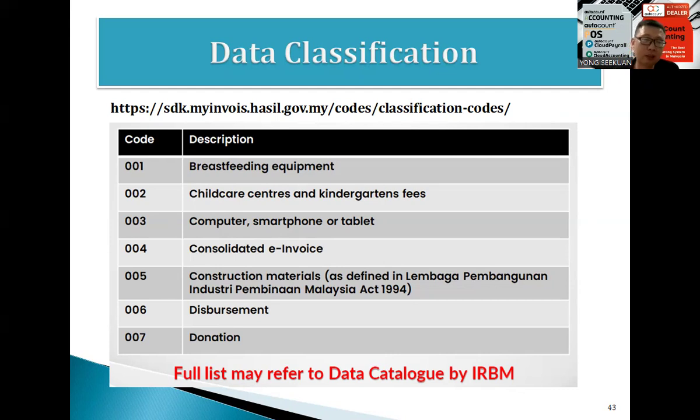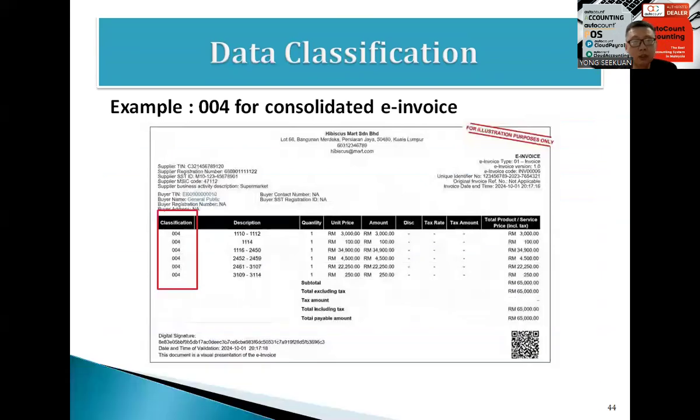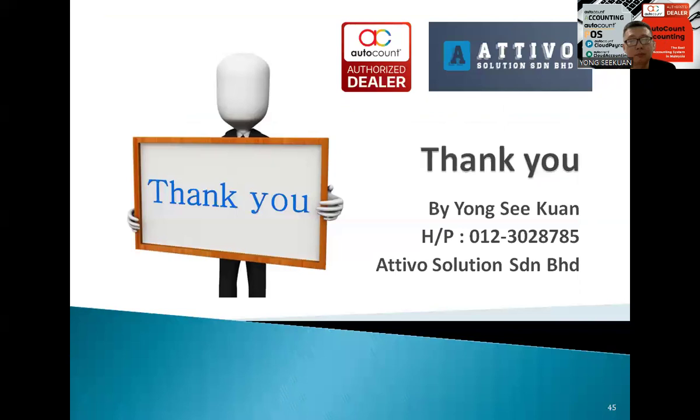That's why you see in this data classification, there is 006. It means that in your invoice, you have charges that are a disbursement, so you may need to use 006. And this is the 004 consolidated invoice.